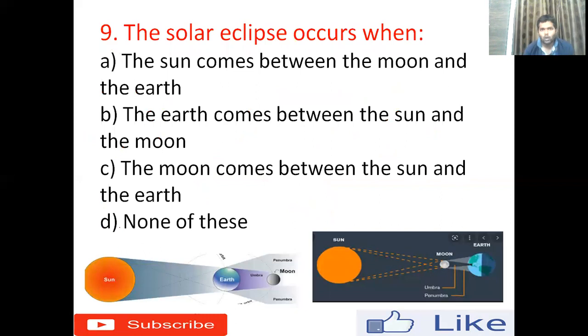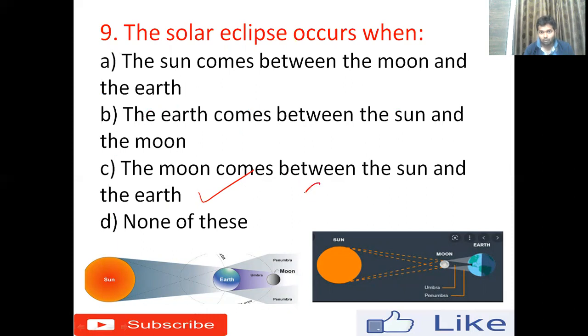Ninth one, the solar eclipse occurs when? Option A is the sun comes between the moon and the earth. Option B, the earth comes between the sun and the moon. Option C, the moon comes between the sun and the earth. Option D, none of these. Solar eclipse means the moon will come between the sun and the earth. So the right answer for this question is option C, moon comes between the sun and the earth.